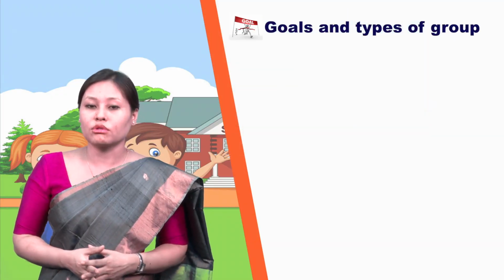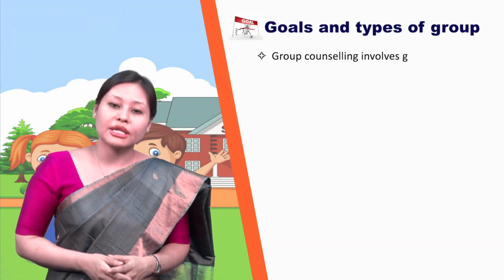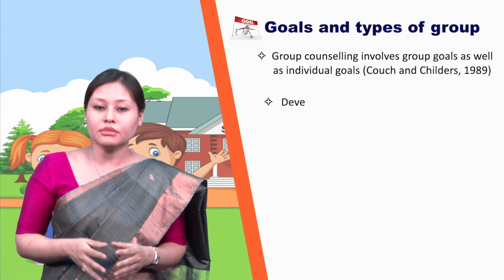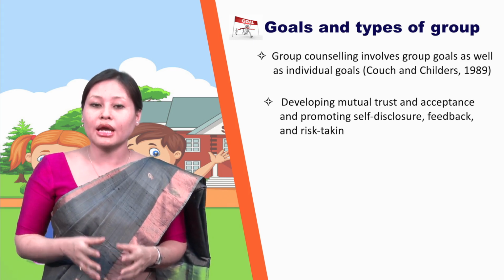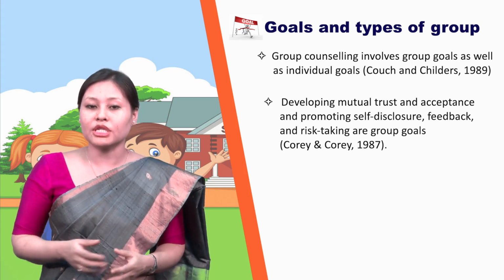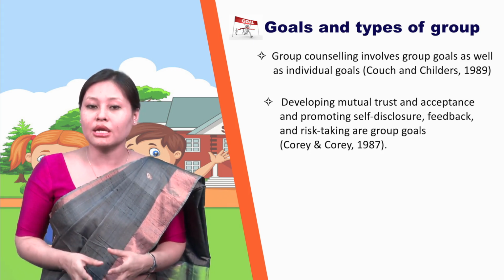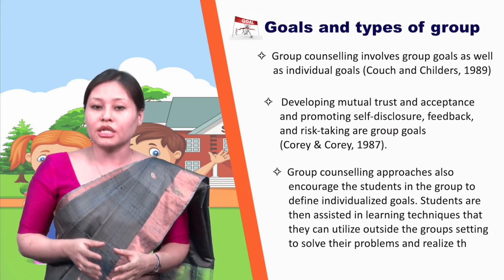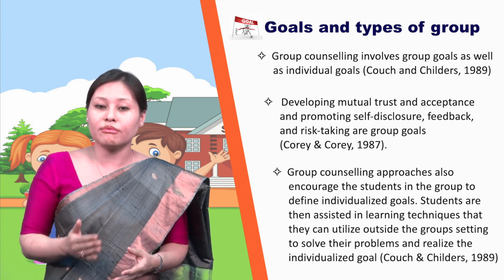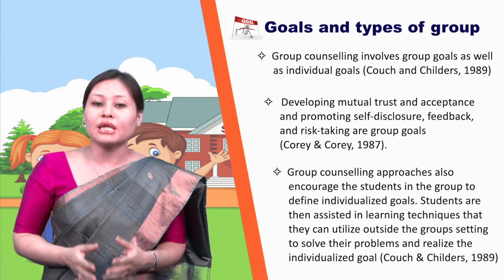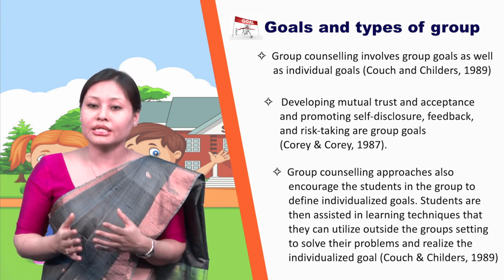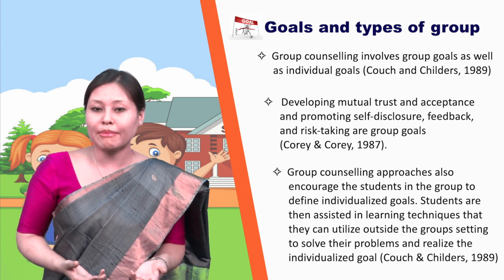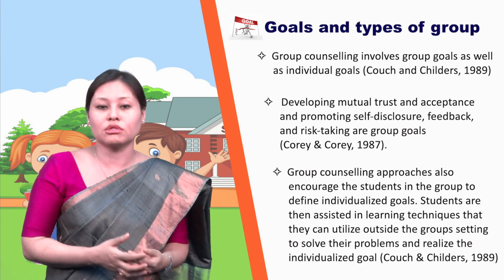Goals and types of groups. Group counseling involves group goals as well as individual goals. Developing mutual trust and acceptance and promoting self-disclosure, feedback, and risk-taking are group goals. Group counseling approaches also encourage the students in the group to define individualized goals. Students are then assisted in learning techniques that they can utilize outside the group setting to solve their problem and realize the individualized goal.